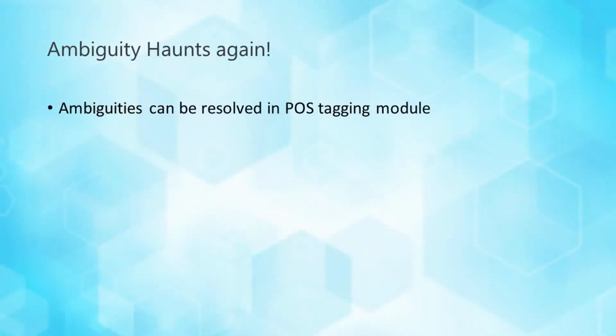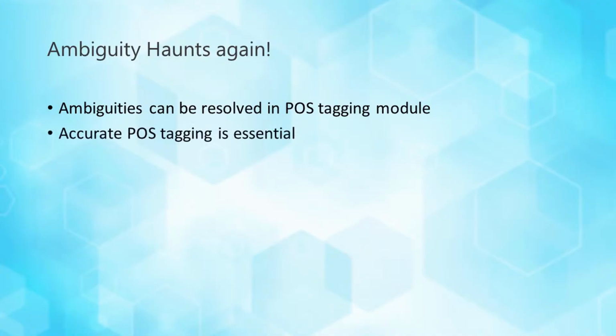How will this work? That's an interesting question. So here the ambiguity is in the part of speech tagging module of the pipeline. So consequently we need to have a better and a more accurate part of speech tagging. How do you think this can be achieved? Let's ask our learners.